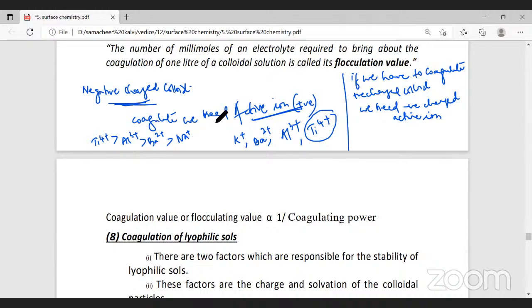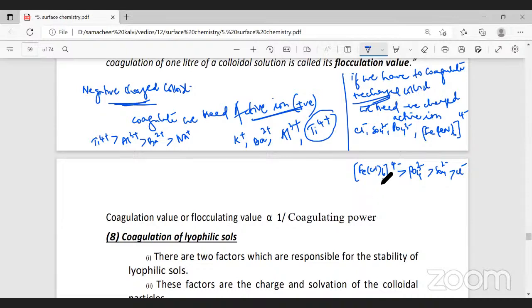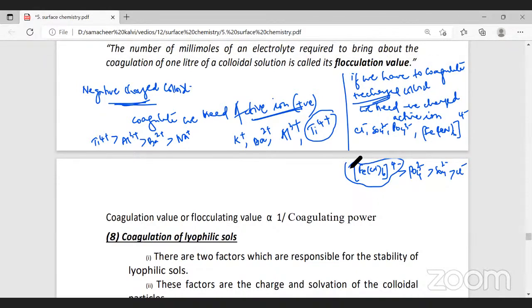Now, Hardy-Schulze rule we will define. Before that, again, we will learn. In order to coagulate positively charged colloid, we need negatively charged active ion. So when I say negatively charged active ion, Cl minus, SO4 2 minus, PO4 3 minus, FeCN6 4 minus. Now, the order of this is: FeCN6 ferrocyanide ion will have greater coagulating ability compared to phosphate ion, compared to sulfate ion, and sulfate will have greater coagulating capacity compared to chloride ion. Now, in case to coagulate the positively charged colloid, the active ion will be FeCN6 4 minus.